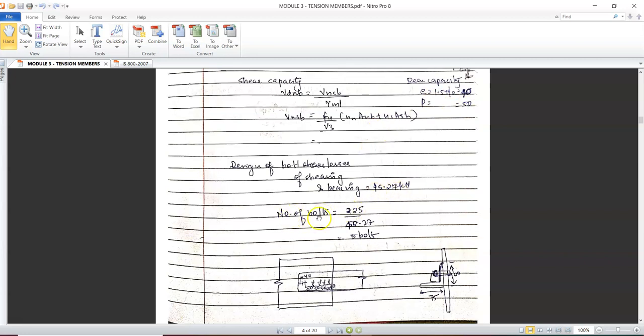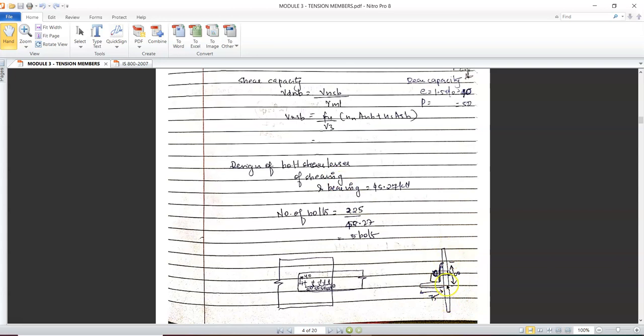So the number of bolts required: the total load is 225 kilonewton divided by the strength of one bolt, 45.27. So the number of bolts required is 5 bolts. You can see here 5 bolts are provided, 1, 2, 3, 4, 5. Clear? The first bolt is provided at an end distance of 40 mm. The next bolts are provided at a pitch distance of 50 mm each. And last, the plate stops at an end distance of 40 mm. Now the connection between the angle section and the gusset plate is over.